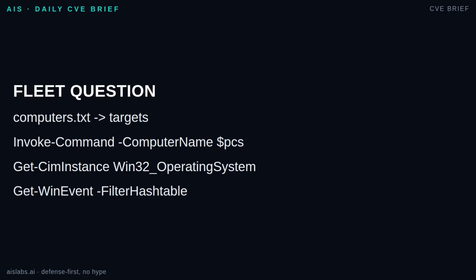$PCs = Get-Content computers.txt. Then Invoke-Command -ComputerName $PCs with a script block runs the same read-only checks on each reachable machine. Inside the script block, Get-CimInstance Win32_OperatingSystem gives boot time. Get-CimInstance Win32_LogicalDisk gives free space. And Get-WinEvent -FilterHashtable queries only the events you asked for. The result is a table you can sort, export, and hand to the team.